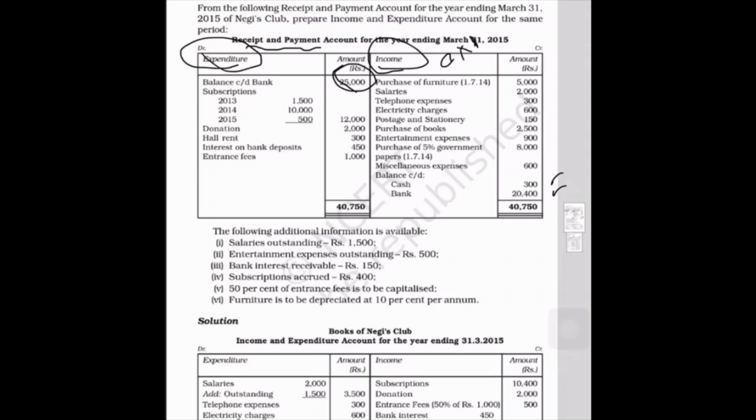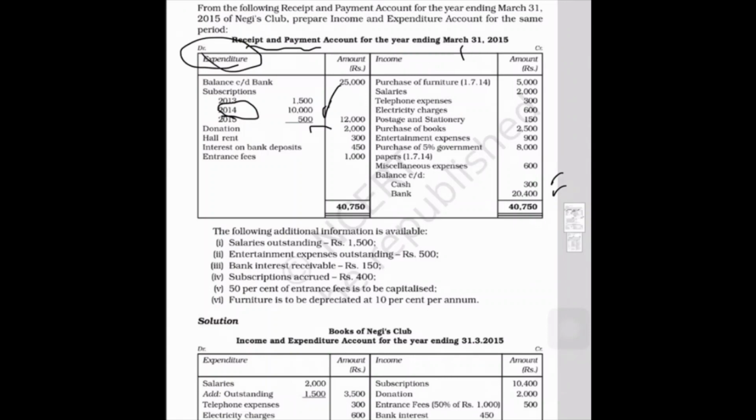Understand? So subscription is given for the periods 2013, 1,500; 2014, 10,000; 2015, 500. But we have to take into account only revenue nature. We are preparing for the year ended 31st March 2014-15. So 2014, 10,000 rupees we have to take into account. Understand? Is there any adjustment mentioned below? It has to be adjusted. We will see one by one.